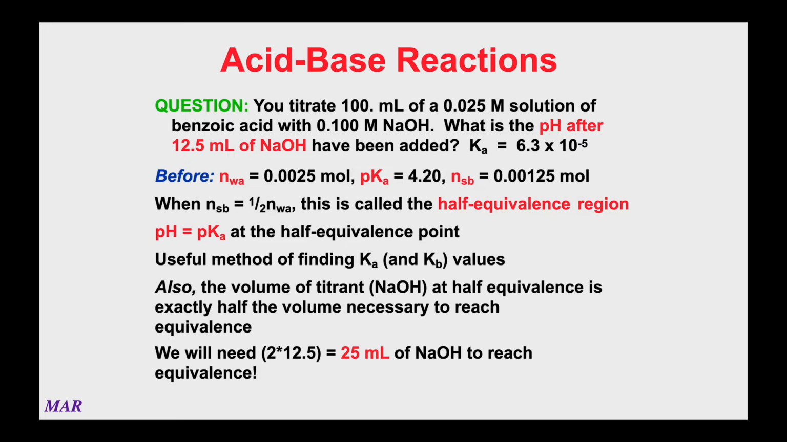Now what usually happens is you know the volume to reach equivalence, and half that number would be half equivalence. But in this problem, it worked out well to go the opposite direction. That's cool. All of these things are fitting together. But if you can find the pH and pKa at that point, it can be really helpful.